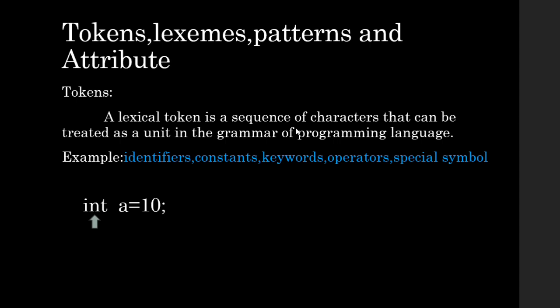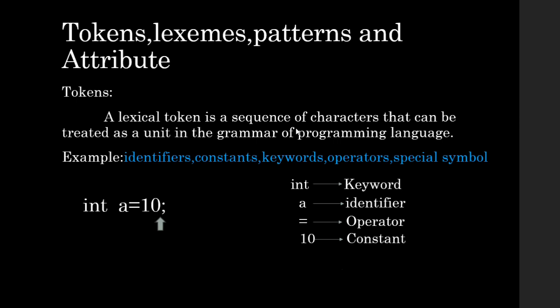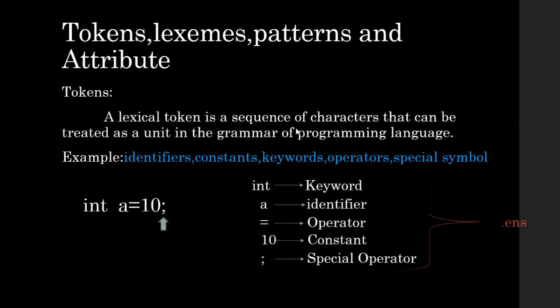Now you can see that a scanner is trying to scan an integer declaration. int is called a keyword. When we move to a blank space, the blank space should be removed in a lexical analyzer, so the blank space is ignored here. Moving to the right, A is called an identifier. Then equal to is called an operator. Then 10 is called a constant here. And semicolon is called a special operator. So these are all called tokens here.